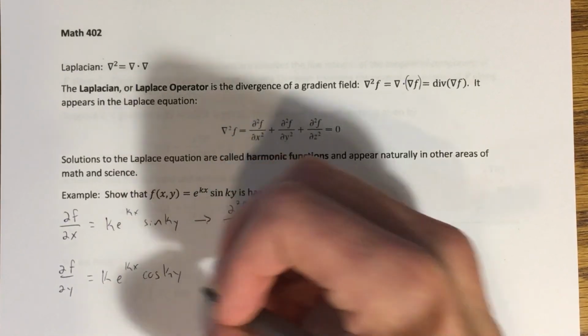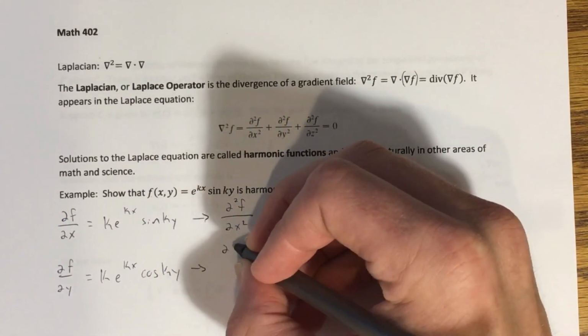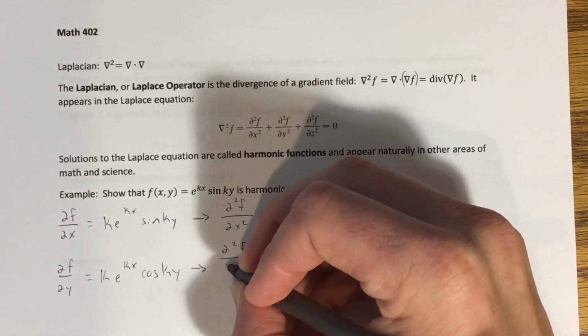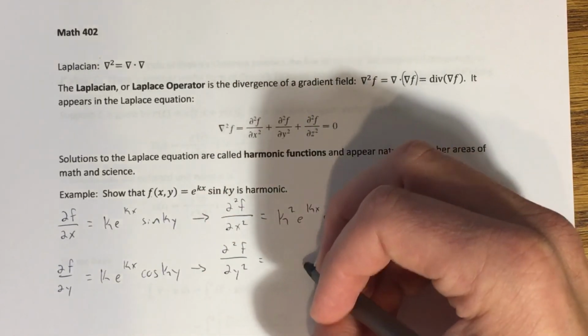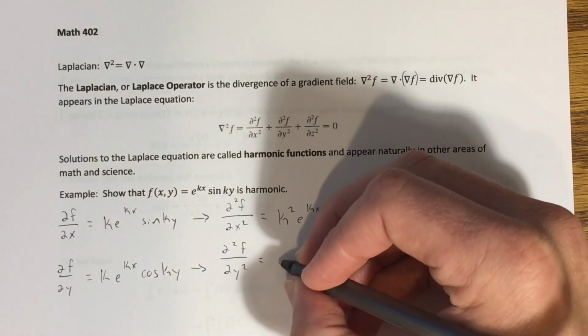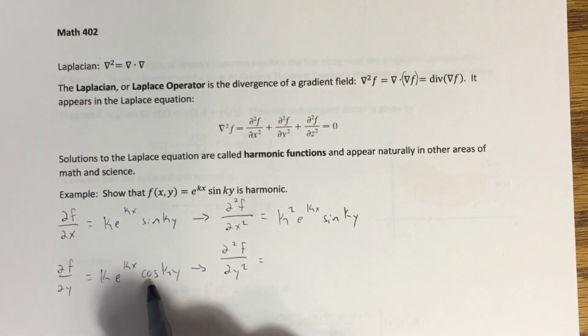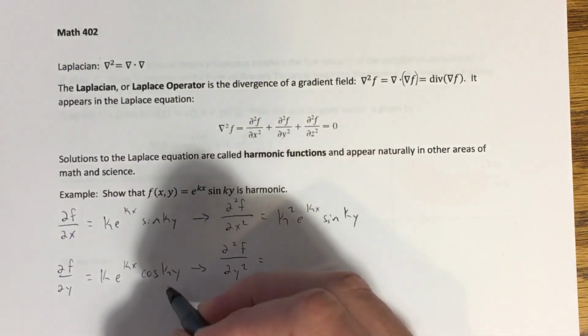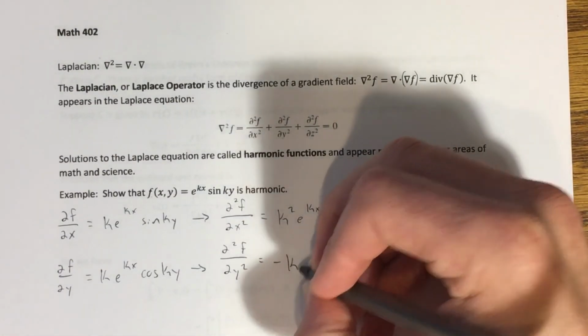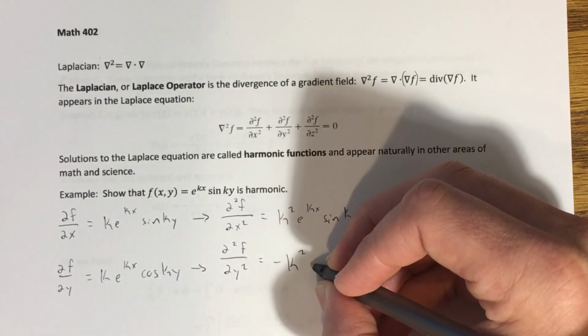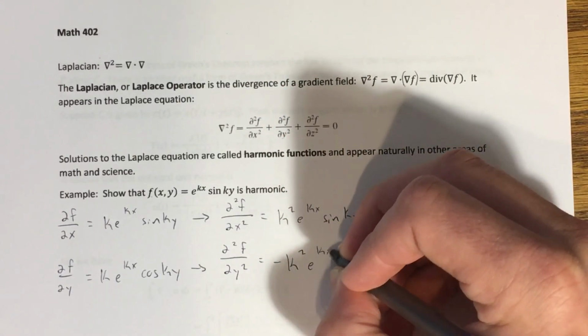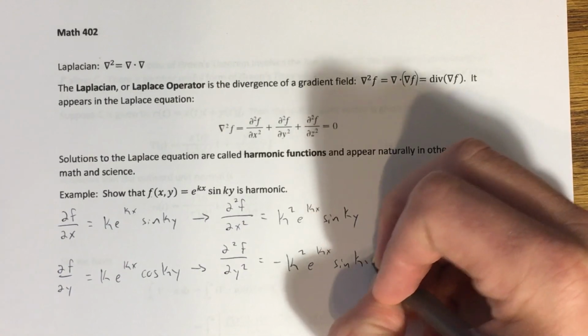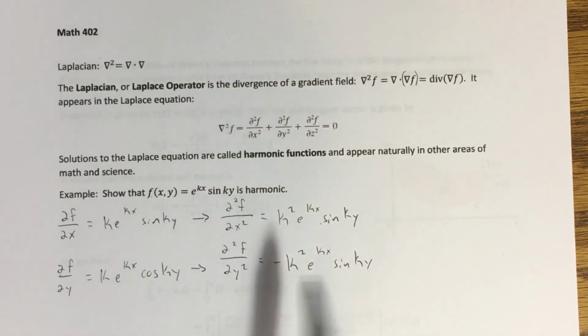cosine of ky, which means my second partial derivative is going to be, differentiate again. The cosine is going to become a negative sine, and it's going to spit out another k. Let me bring the negative and the k out. It gives me negative k squared e to the kx sine of ky. Now, if you notice, if I add these two things, I get 0.